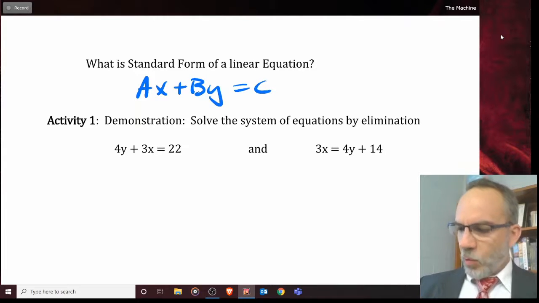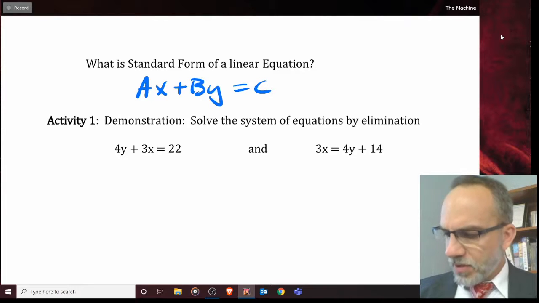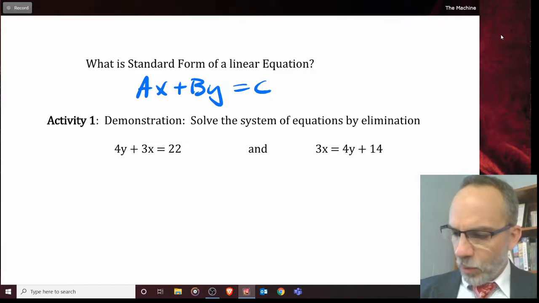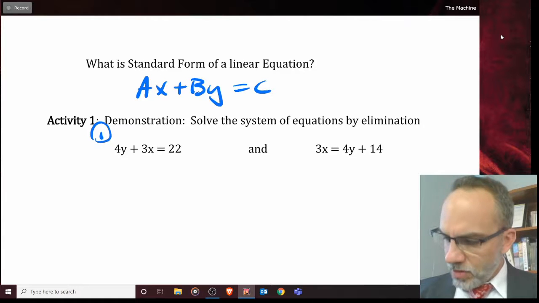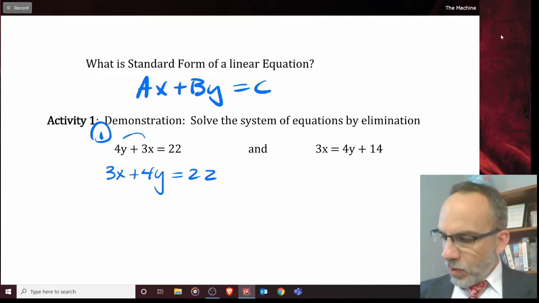Solve the system of equations by elimination. So the first thing I'm going to do is check and make sure that each of these equations is written in standard form. I'll call this equation number 1, and it is already written in standard form. So I will, no it's not, no wait. I've got to interchange these two things. So 3x goes to the left plus 4y equals 22. There we go. Okay. Now the second one over here, equation number 2.